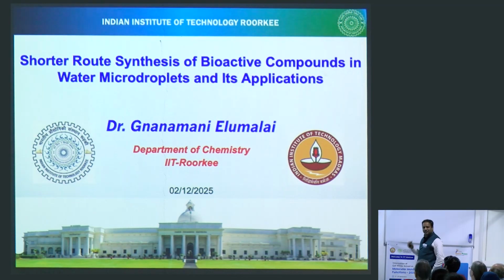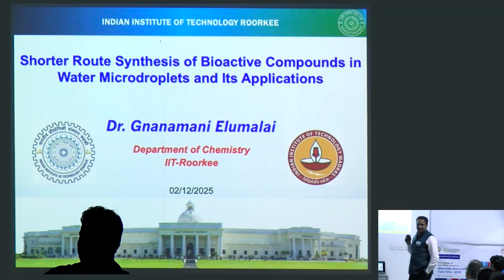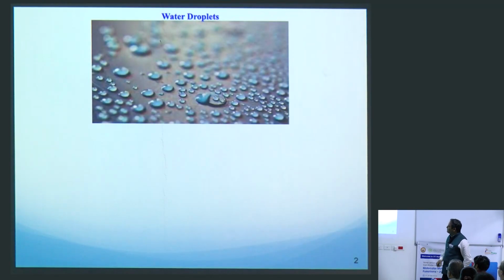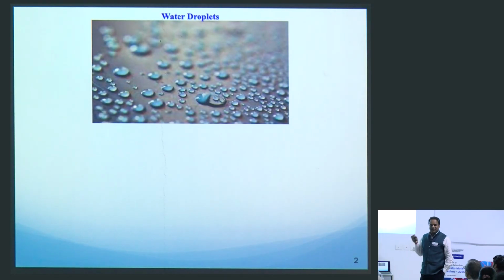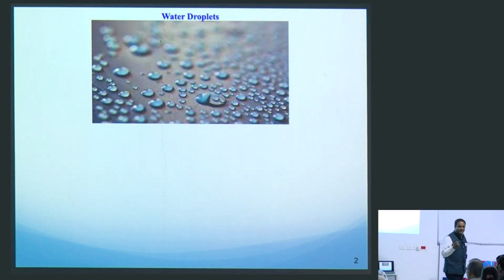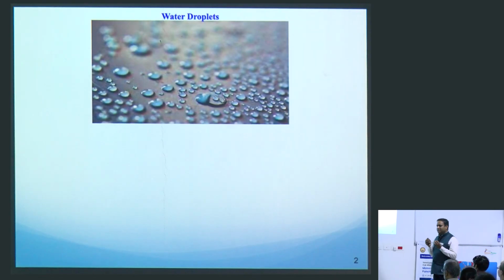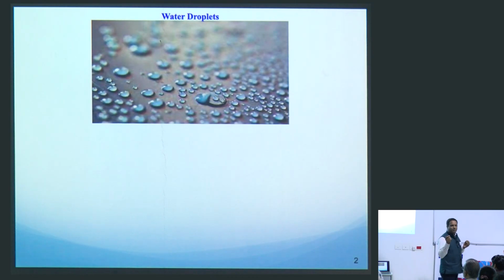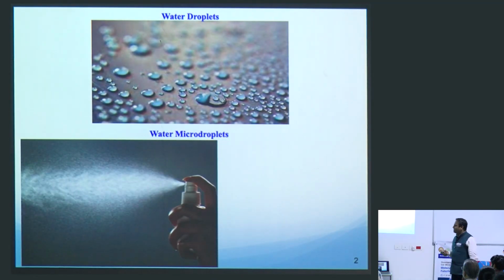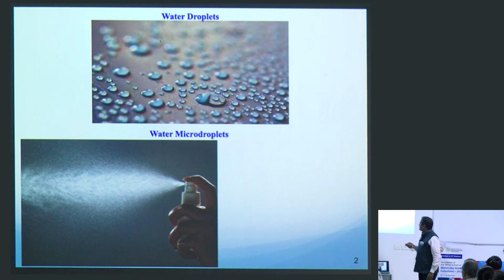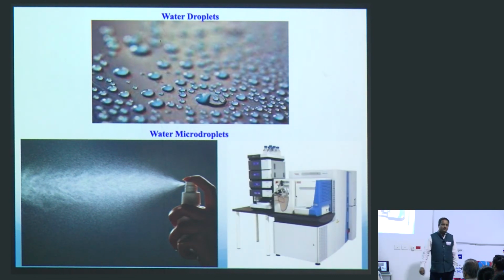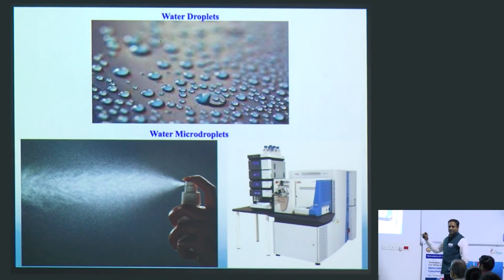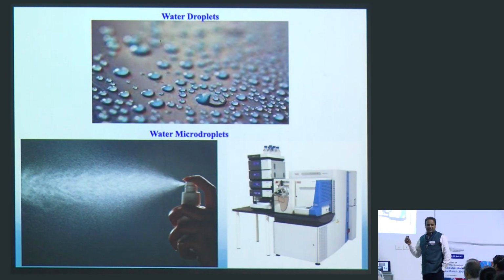Today I'm going to talk about shorter route synthesis of bioactive compounds by using microdroplet chemistry. First of all, I would like to give a little bit of introduction about microdroplet chemistry because students are going to learn. When we see water droplets, like if you spray water, we call it a droplet. Suppose the size of the water is in microns, then we call it a microdroplet. By using the water microdroplet, if you spray into the mass spec instrument, one can carry out organic reactions.